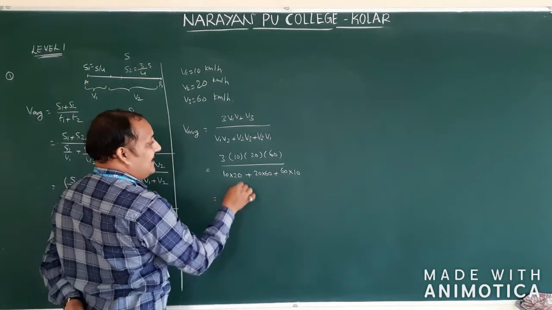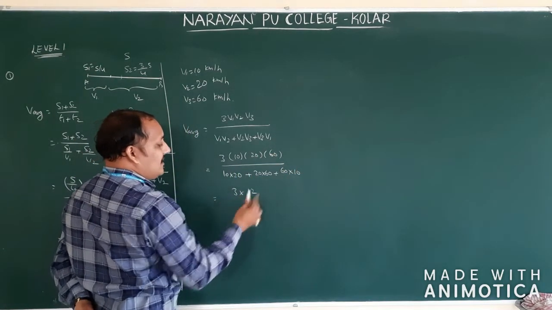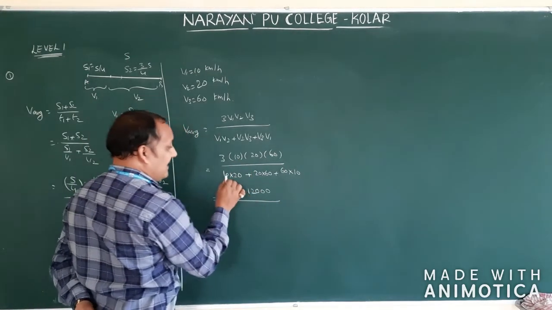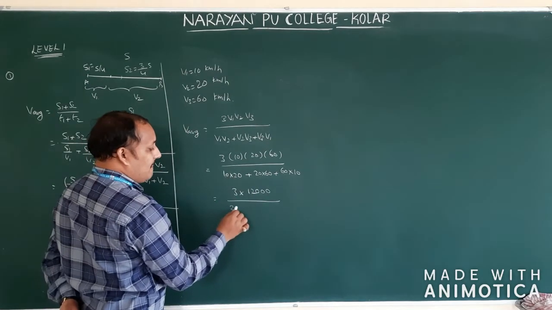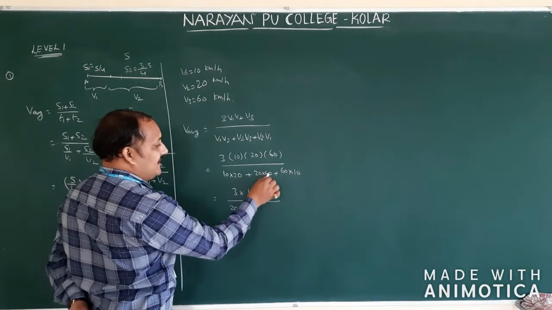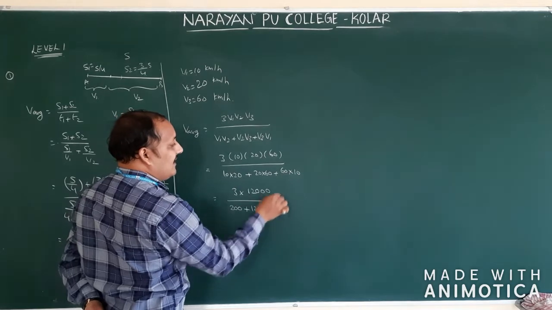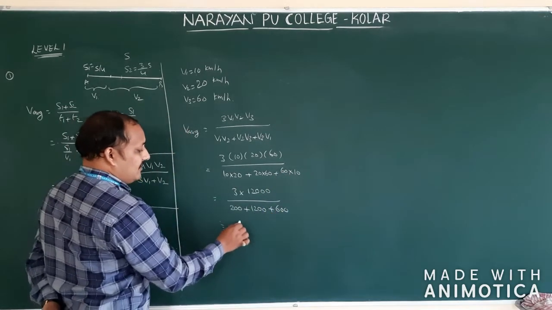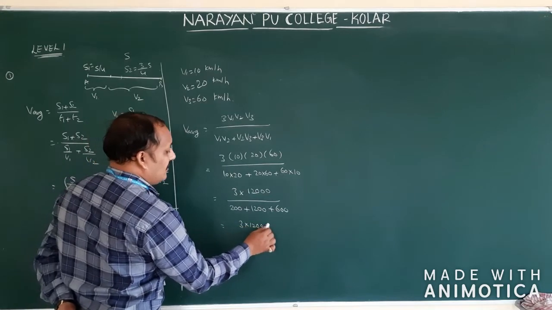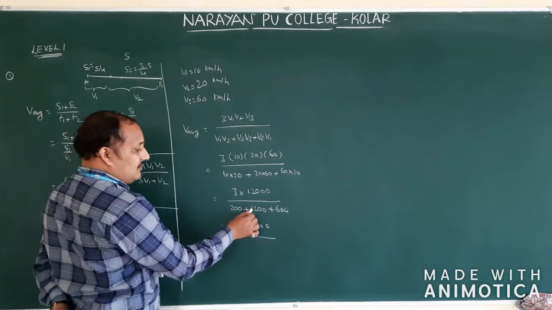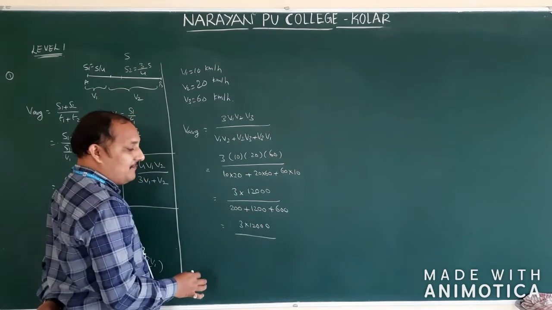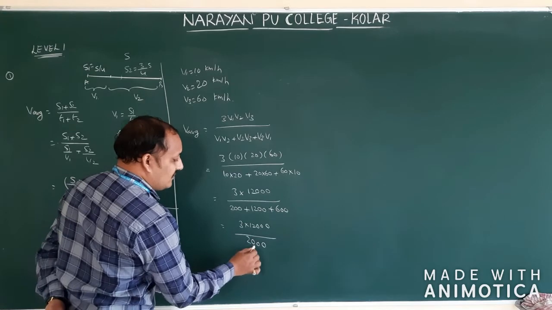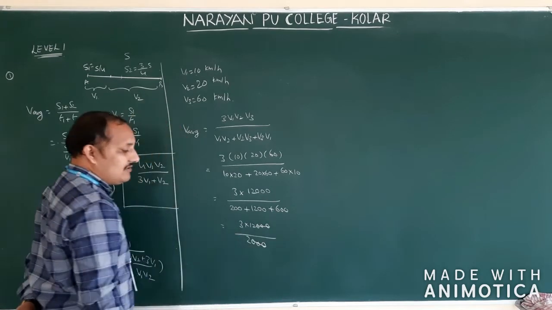So 3 into 6 twos are 12. How many zeros are there? 3 zeros, divided by 10 into 20, 200. So 6 into 2, 1200. 6 into 1, 600. How many zeros do you have to write? So 3 into 12,000 by 200 plus 1200, 1400. 1400 plus 600, 2000. So 2000 means 3 zeros. 3 zeros will be cancelled.